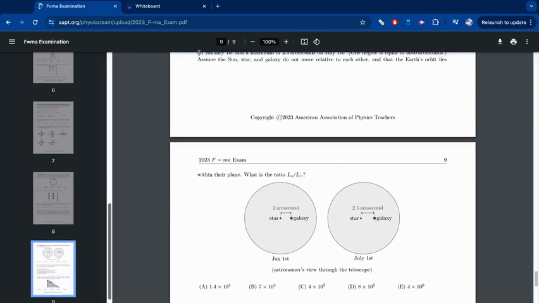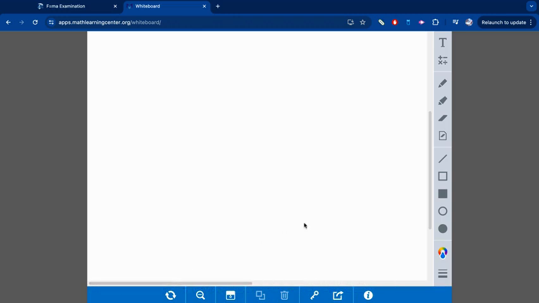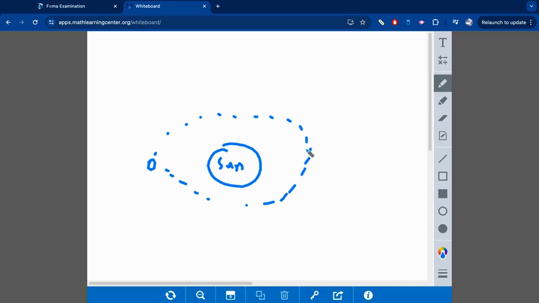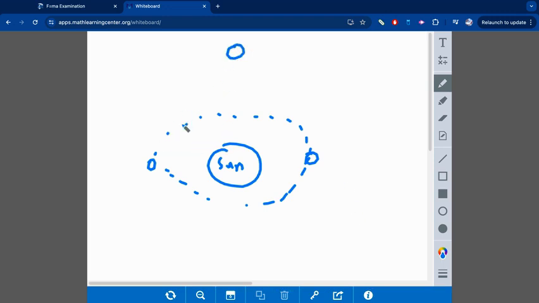Okay, so what we can do is basically draw out how this would look. If this is the sun and this is the earth, it's going to have an elliptical orbit around the sun. If this is the earth in January, then this is the earth in July. Because of this shift, there's a change in the apparent distance between the star and the galaxy of 0.5 arc seconds, which means that if this is a star, then theta must be 0.5 arc seconds.